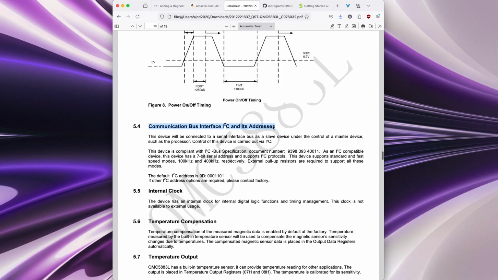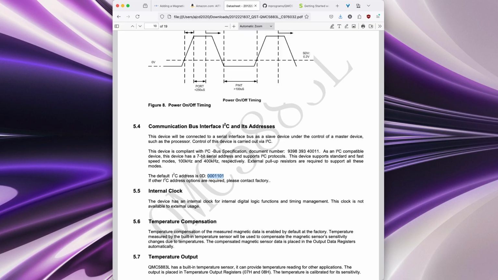The more important part is the fact that this is going to use the I2C interface to communicate. And it also tells us its address. So in code, we'll need to use this 0001101 address when we're trying to speak to this device. You may remember that our OLED display is also on the I2C bus. And so as long as we have the correct addresses, we'll be able to address both our magnetic compass and the OLED on the exact same bus.